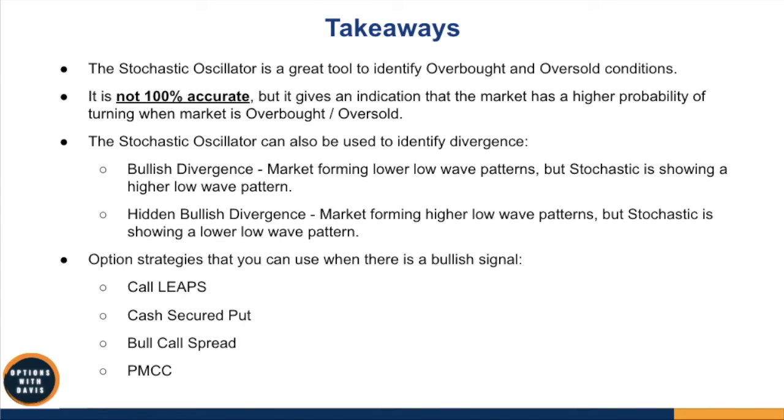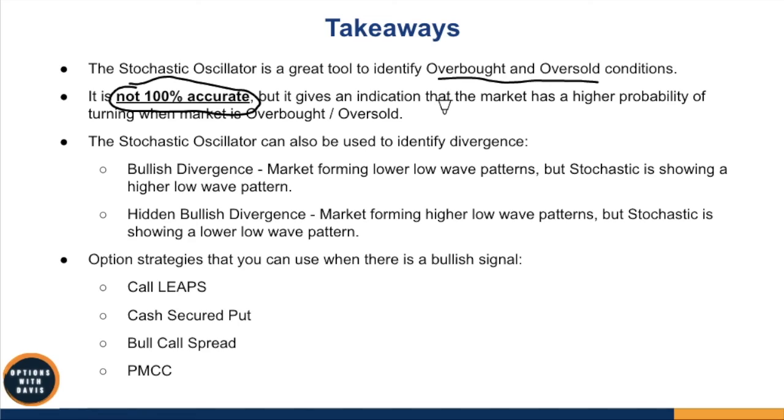Alright, let's have some takeaways. The stochastic oscillator is a great tool to identify overbought and oversold conditions. It is not 100% accurate. This is very important to understand. A lot of people will put all their money into one trade whenever there is a very extreme oversold condition. This is not what you want to do. You still want proper money management and to put just a certain percentage of your account on each trade, so in case you are wrong, you can still survive for the next trade.